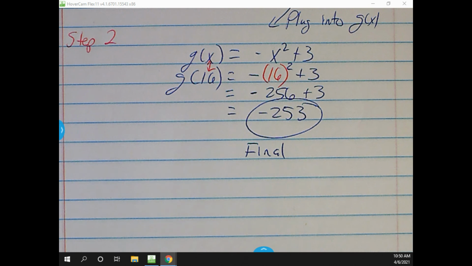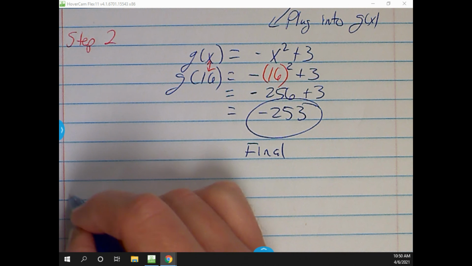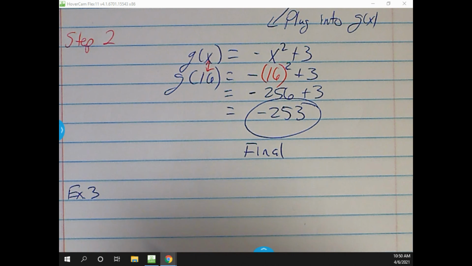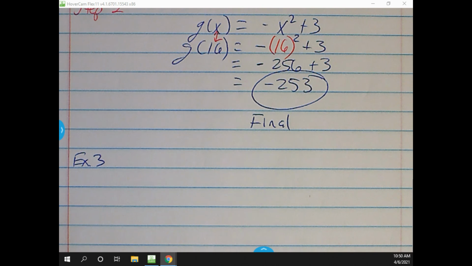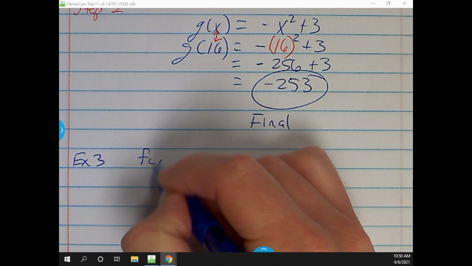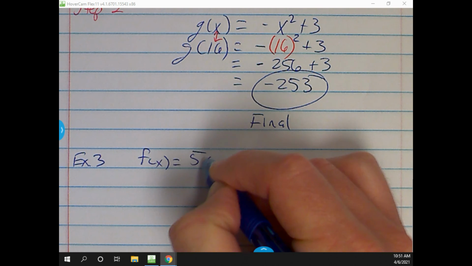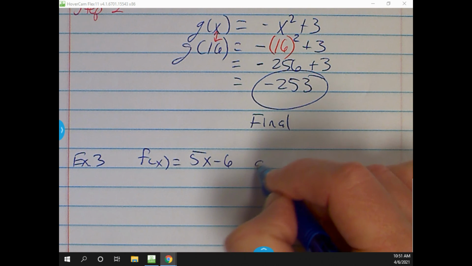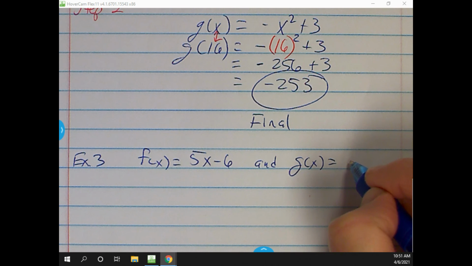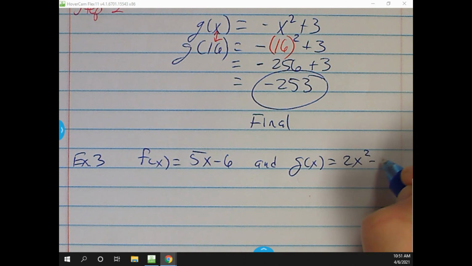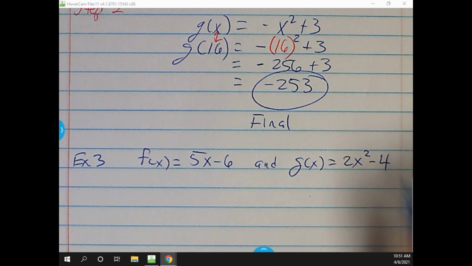Okay, now let me show you one that sometimes throws people off a little bit. Once you see one, you'll go, oh, that's not bad. It's just sometimes seeing one helps make sure you know what's going on here. Let's say that f of x is 5x minus 6, and g of x is 2x squared minus 4.